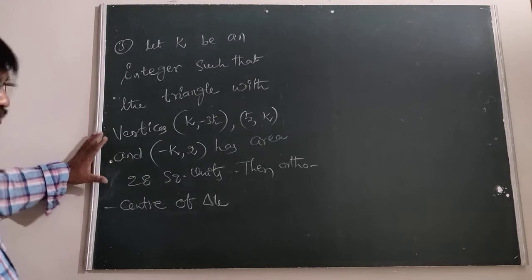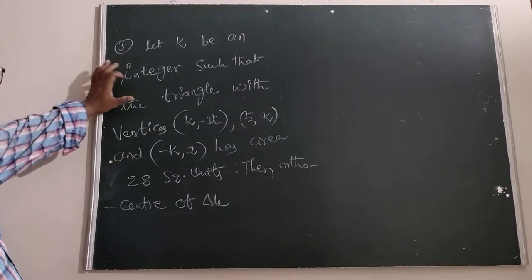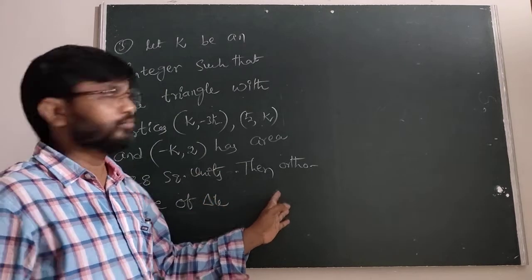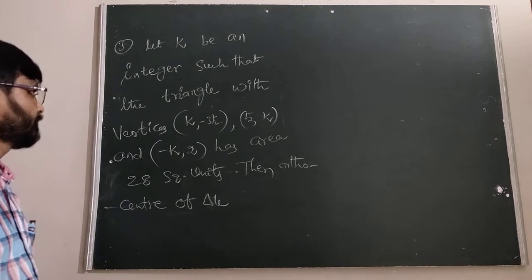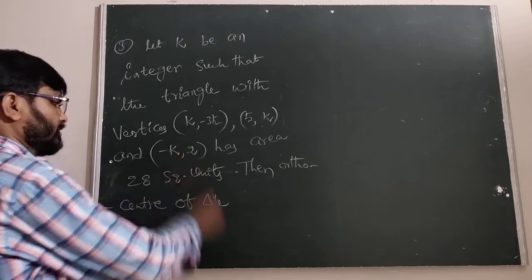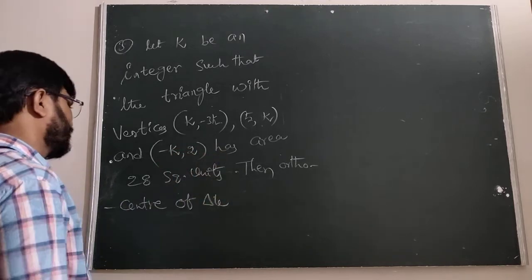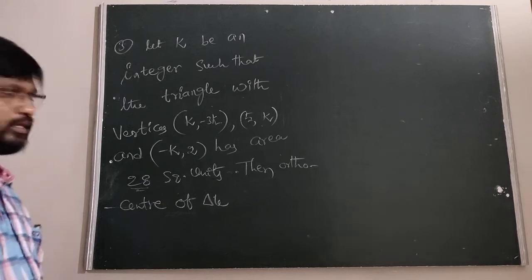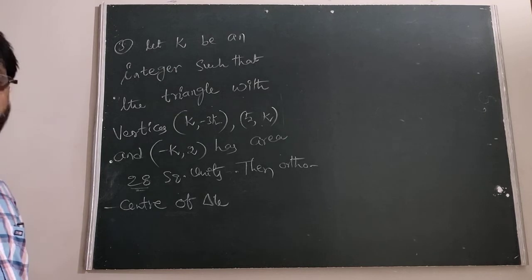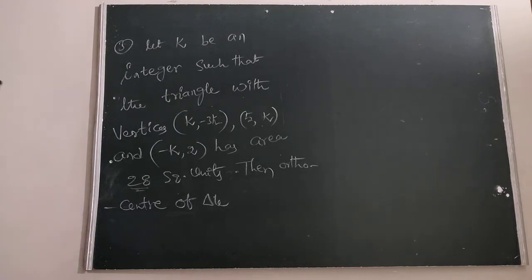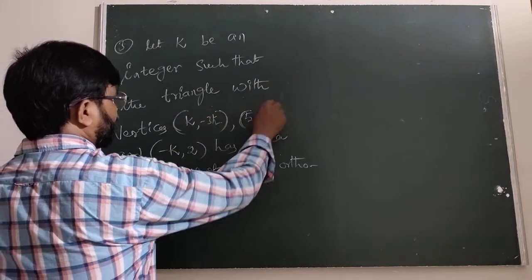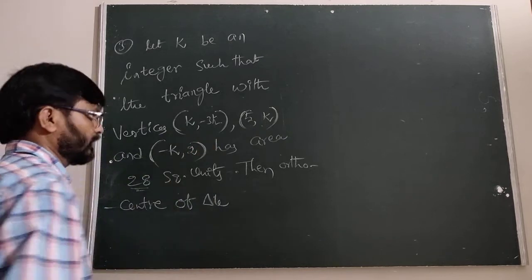Now this is another JEE Mains question, JEE Mains 2017. Let k be an integer such that the triangle with vertices (k, -3k), (5k, -k) and (2-k, 2) has area 28 square units. Then find the orthocenter of this triangle. So how do we find the orthocenter of this triangle? Everyone listen here.